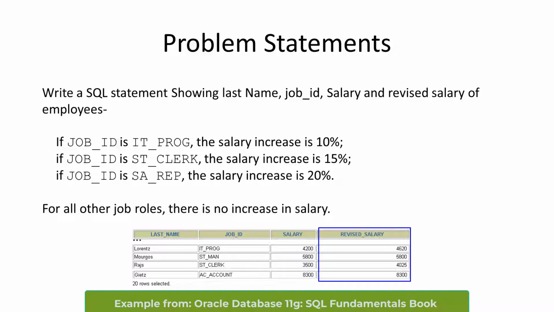Write a SQL statement showing the last name, job ID, salary and revised salary of employees. If job ID is IT programmer, then the salary increase is 10%. If job ID is store clerk, then the salary increase is 15%. If job ID is sales representative, the salary increase is 20%. For all other job roles, there is no increase in the salary.